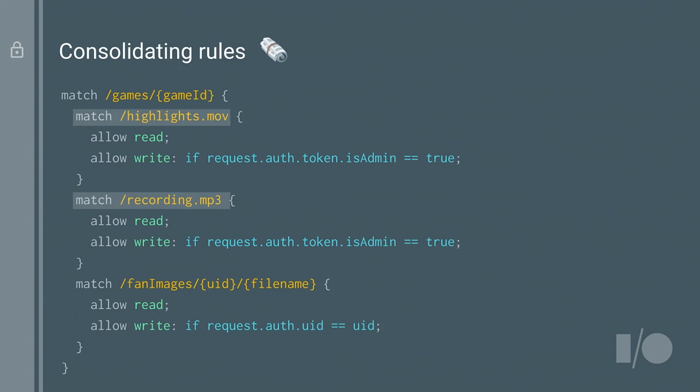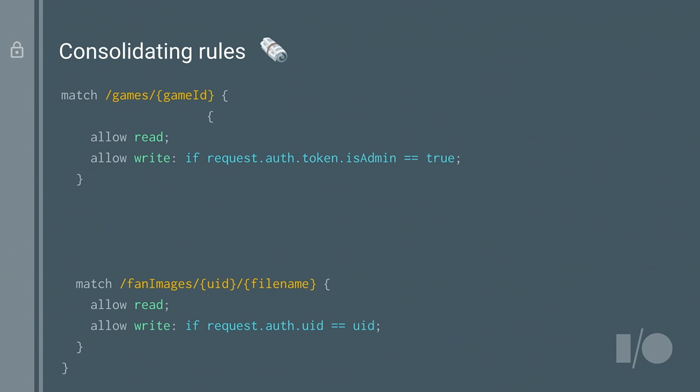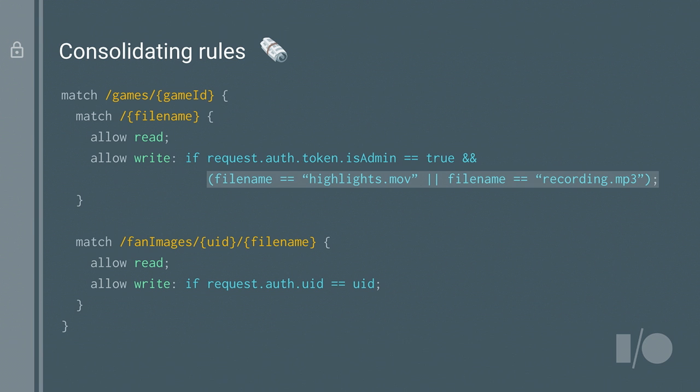So we can go ahead and clean up some of these rules and make these even more compact. The first thing we'll do is notice that the rules for highlight reel and the recording are actually identical. So let's go ahead and get rid of one, slightly change our match path to say just match on any file name, and then update our write rule, which currently just checks if we're an admin, to also check that the file name itself is either highlights.move or recording.mp3. So we've gotten rid of a bunch of different lines.